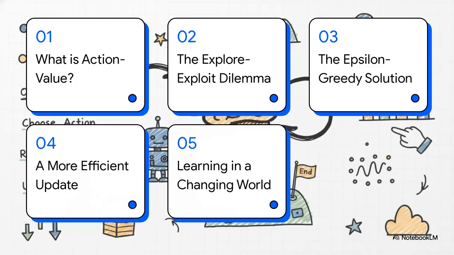Let's dive in. All right, here's our game plan. We're going to build a learning machine right from scratch. First, we'll figure out how to put a score on different choices. Then, we'll hit that classic problem. Do you stick with what you know or try something new? From there, we'll look at a really slick solution, figure out how to make it run faster, and finally, we'll teach it how to learn in a world that never stops changing.